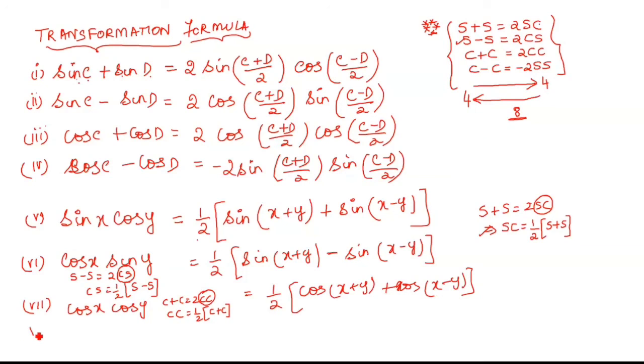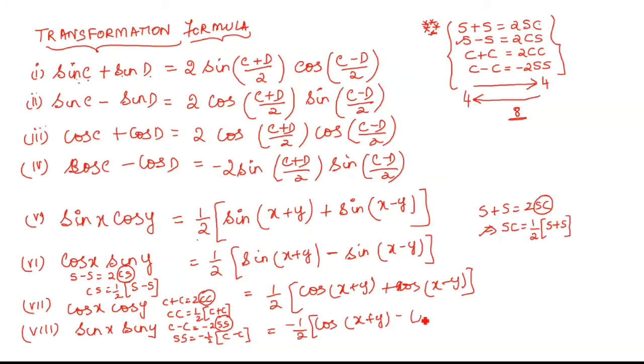And the last formula, the eighth one, sine x sine y. And this is nothing but the fourth line. We have C minus C is equal to minus 2SS. So what is SS equal to? SS is equal to minus 1 by 2. Remember, don't forget the minus sign. C minus C. So for the eighth formula it is minus 1 by 2 of cos of x plus y minus cos of x minus y. So this completes the 8 formulas.